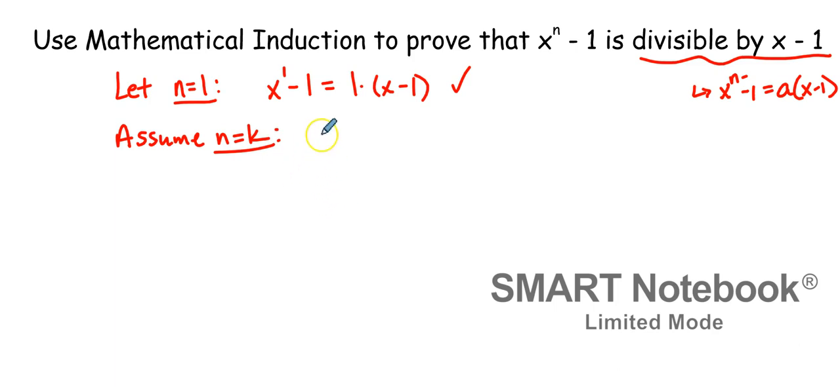And what we mean by that is that x to the k minus 1 is divisible by x minus 1, or in other words, it equals some multiple of x minus 1. So I can take x minus 1 and multiply it by some number, and I would get the same exact expression. And again, this is for some integer a.